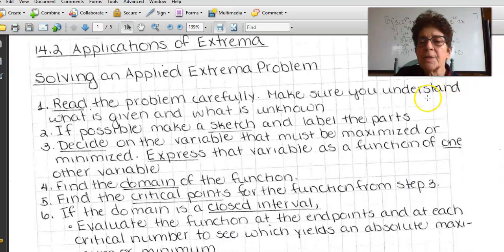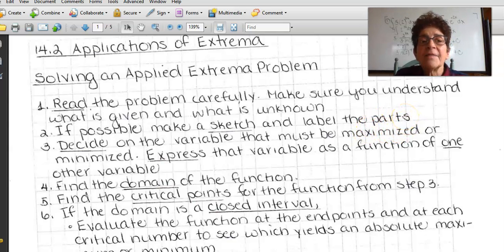The first thing we want to do is read the problem carefully and make sure you understand what's being given to you and what it is you're trying to find out. If it's an actual three-dimensional problem, so to speak, make a sketch and label the parts. Decide on what variable you want to maximize or minimize, and if you have an equation that relates the variables in the problem together, make sure that you only have one variable in your equation. So you might have to solve for one variable in terms of another in order to do this.